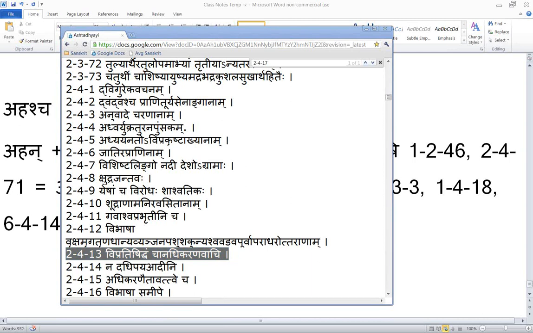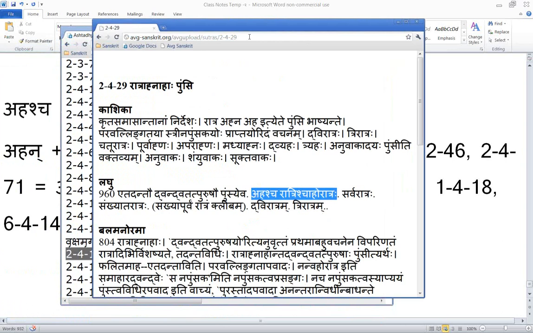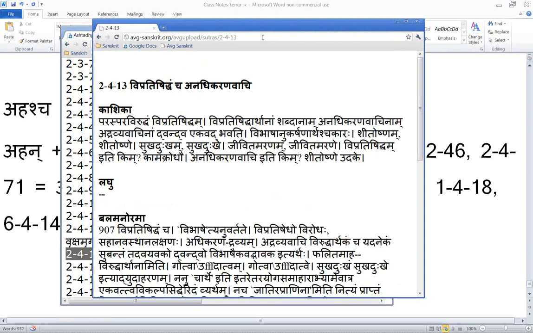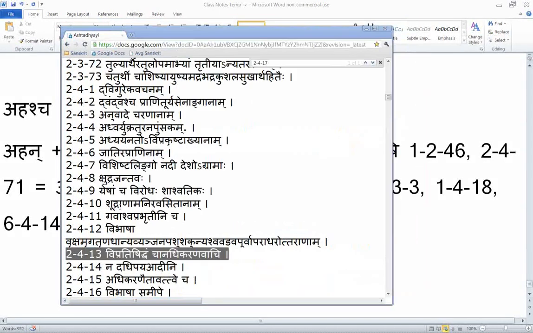That means when there are opposing states like hot and cold, when they refer to the state itself, then we can make it optionally Dvandva. So we can use Sukha Dukkham, Sukha Dukkhe. But when you have Adhikarana Vachi, when we have Shitoshne Udake, only Itara Yoga. So anyway, this sutra Vipratishiddham cha Anadhikarana Vachi is only going to make it Vikalpa, because here we had the two fortresses Vibhasha.